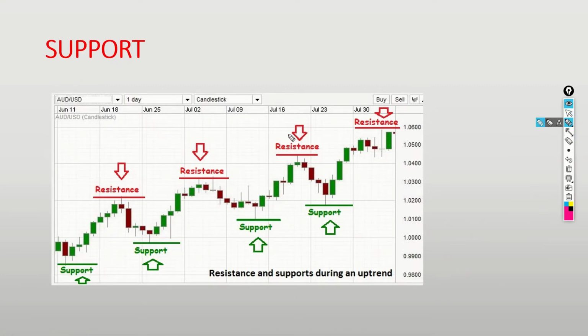When you look at the chart here to understand support and resistance more, the price went high, retraced, was high, retraces, was high, retraces, and then it was high. So the lower price levels which fail to break are called the support levels.